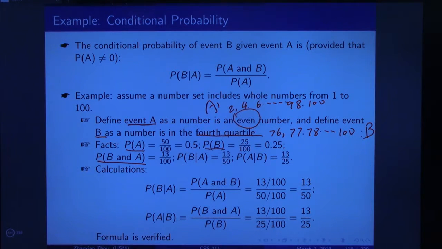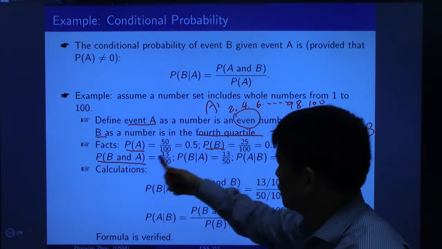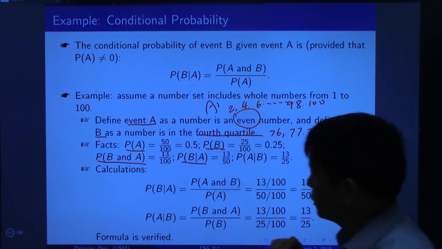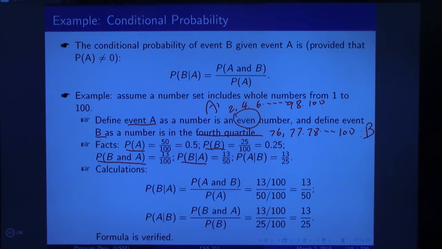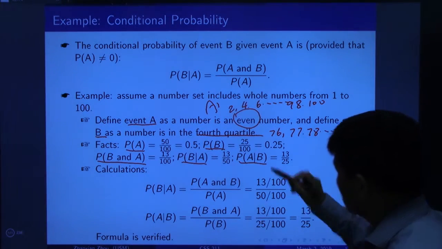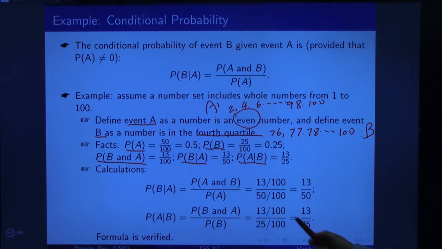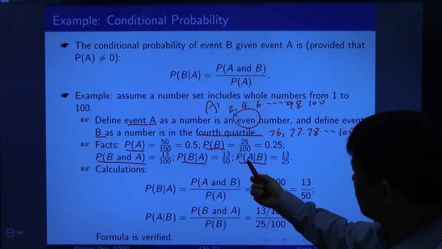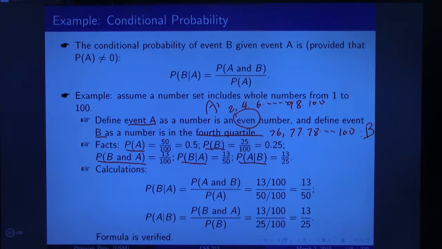I don't think we have any problems to understand these three. Now, the new part, maybe a little bit difficult to understand, is this one. This is a conditional probability, and this is another conditional probability. This is the probability of B on the condition of A. This is the probability of A on the condition of B.